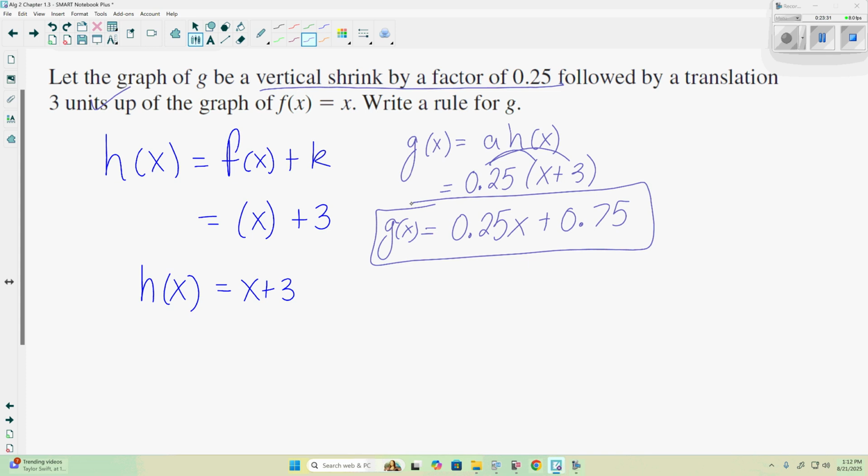Now, if it was, say, a horizontal stretch or shrink, followed by a vertical translation, they would not interact at all. Horizontal is affecting the x, the input. Vertical is affecting the y. They don't interact. Horizontal stretch and shrink, horizontal translation will affect each other. Same with reflections.